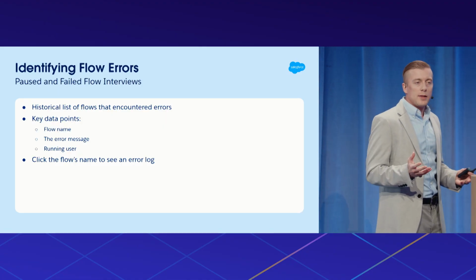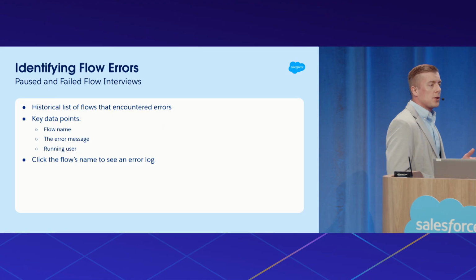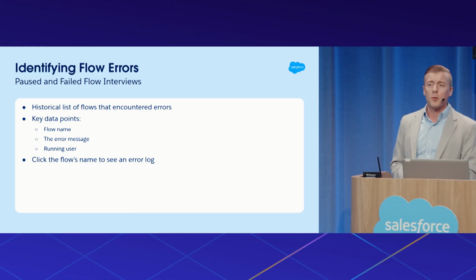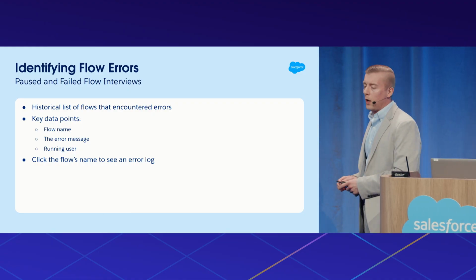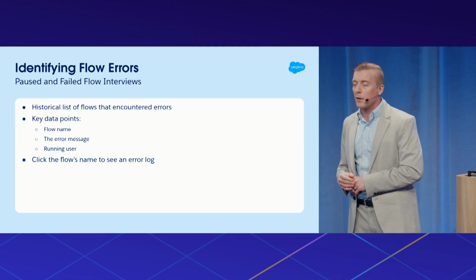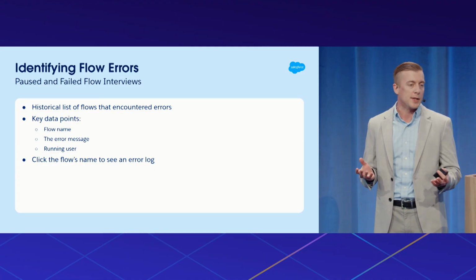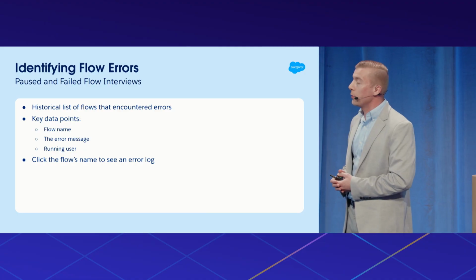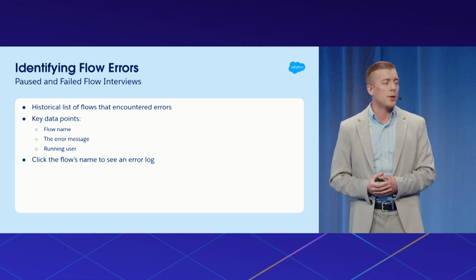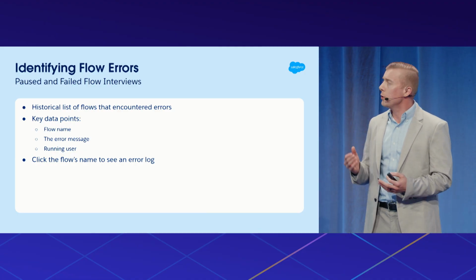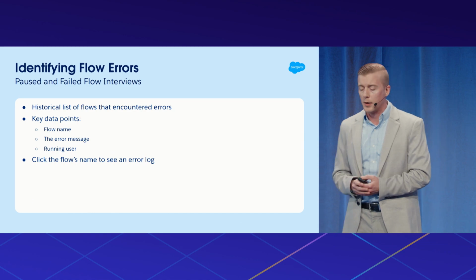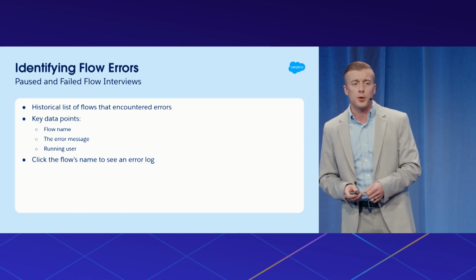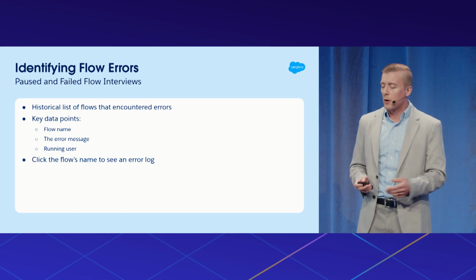Now, what if you're not subscribed to Apex exception emails, or perhaps you subscribed a little late and you want to see some historical flow errors? Well, enter the paused and failed flow interview section in Salesforce Setup. This gives you a recent list of flows that have run into issues, and very similarly to those Apex exception emails, it gives you key data points for those flow errors: the flow that ran into the issue, who ran into it, and the error message.